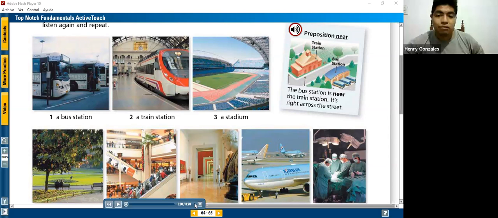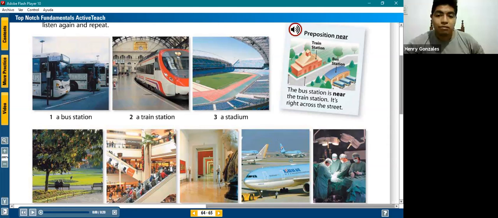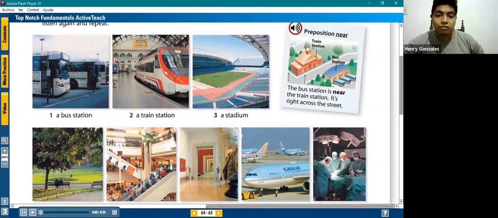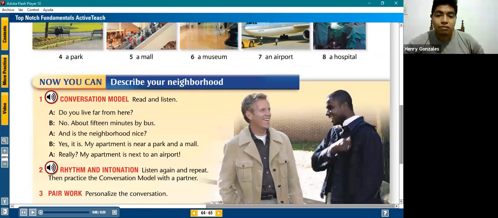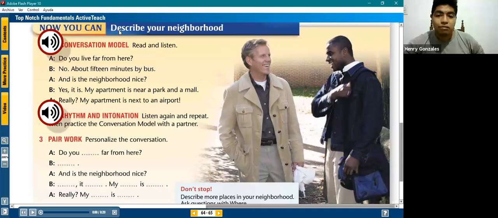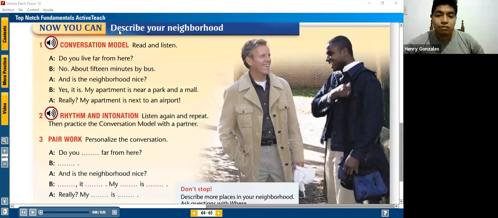Okay, students. Now, in the next part, we are going to use this vocabulary. Vamos a utilizar este vocabulario aquí en nuestra conversación. Well, students, as you know, here we have a conversation, and in this conversation we are going to describe your neighborhood. Let's listen to the conversation.